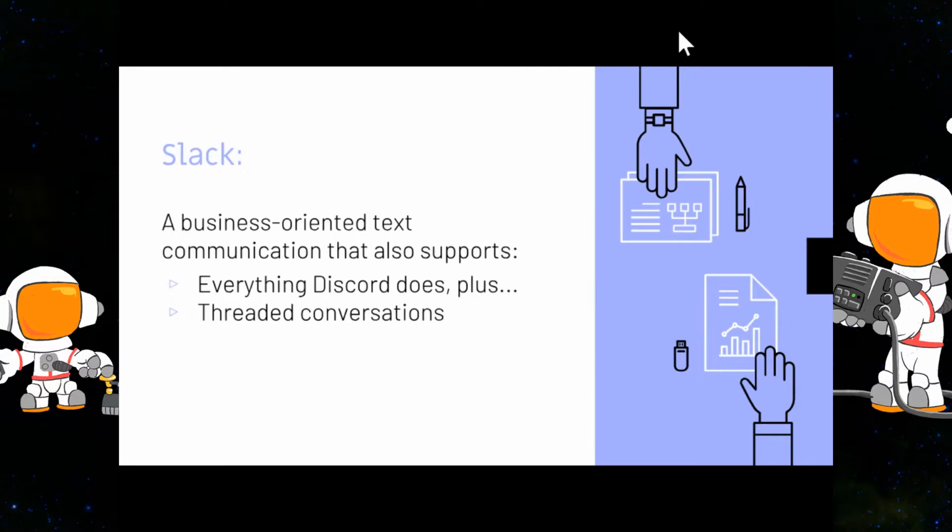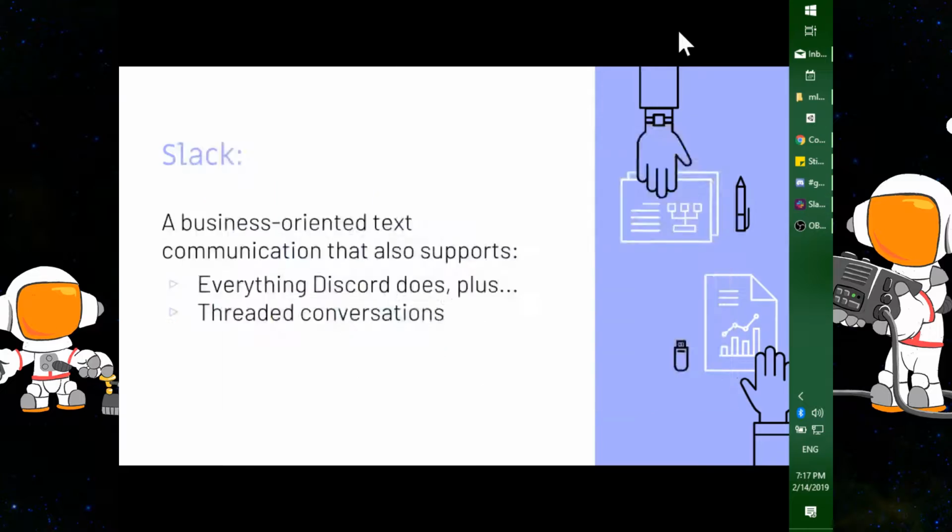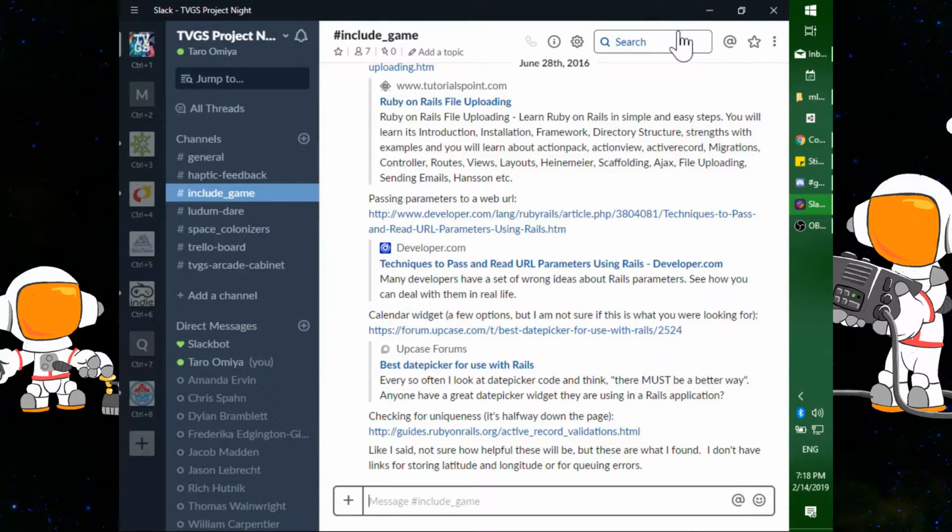Hey, and you got a quick preview earlier. This is Slack. Slack is a business-oriented text communication chat, which honestly looks a lot like Discord in many ways, but it also supports threaded conversation, which is not something Discord currently has. I don't think I have anything to demonstrate it here, but we have Discord open right here. This was an old server that we tried to open.